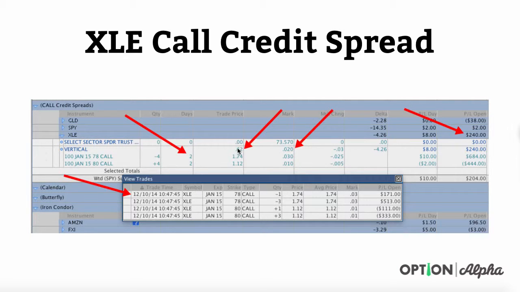Now, we traded this spread and sold it for $0.62 per spread, and we did 4 of those. And you can see that right now, with 2 days to go until expiration, the spread is currently trading for just $0.02, and we've got about a $240 profit. But it wasn't always this way.